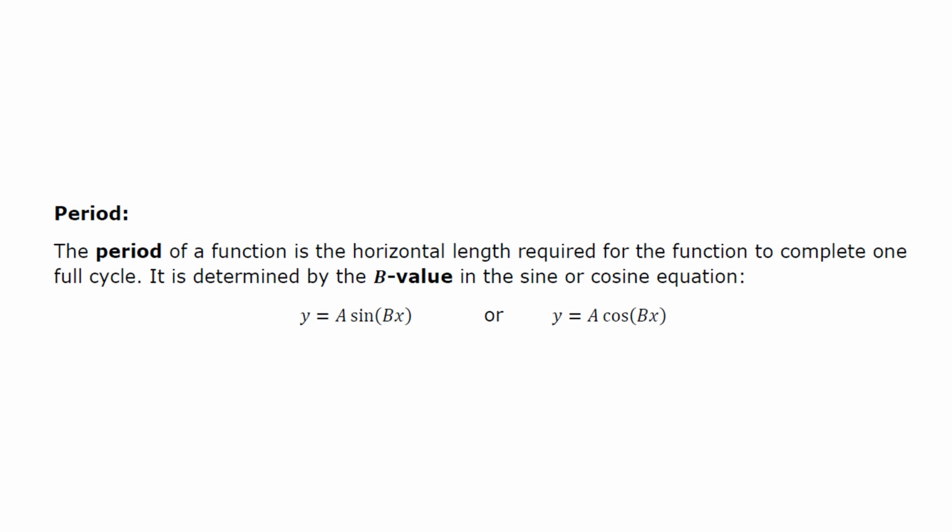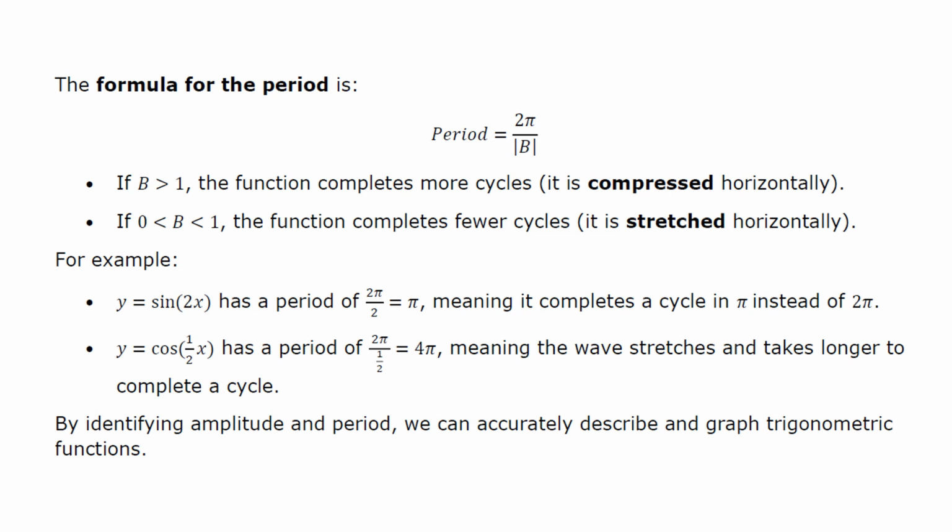Period. The period of a function is the horizontal length required for the function to complete one full cycle. It is determined by the b value in the sine or cosine equation. So back to our equations, y equals a sine bx or y equals a cosine bx. The b, which is usually the coefficient in front of the x value, will represent the period. The formula for the period is period equals 2 pi divided by the absolute value of b.